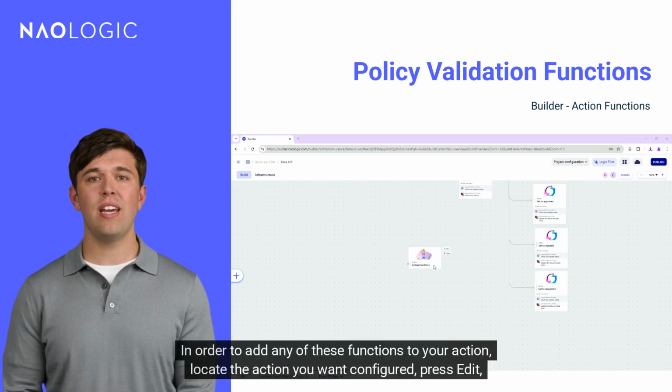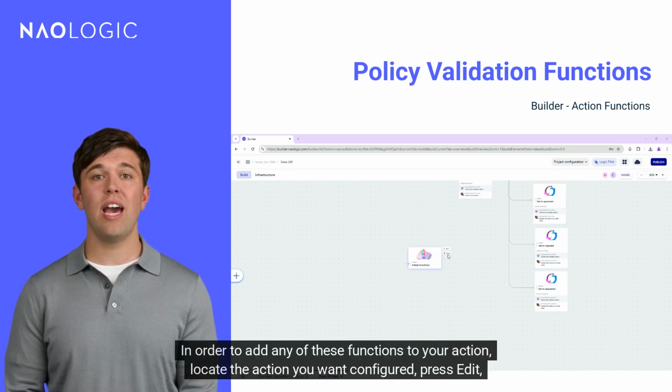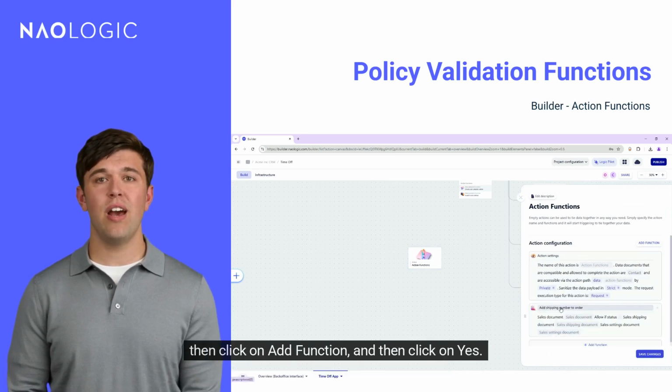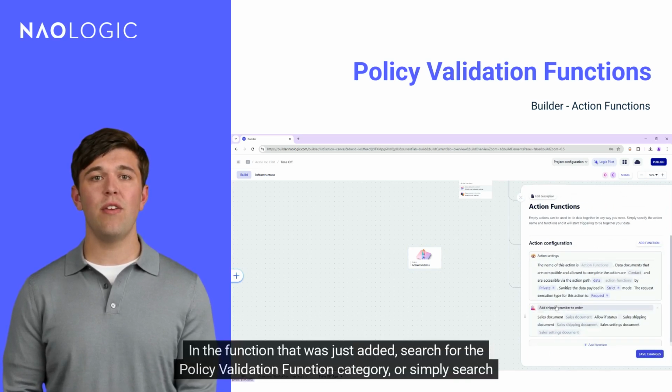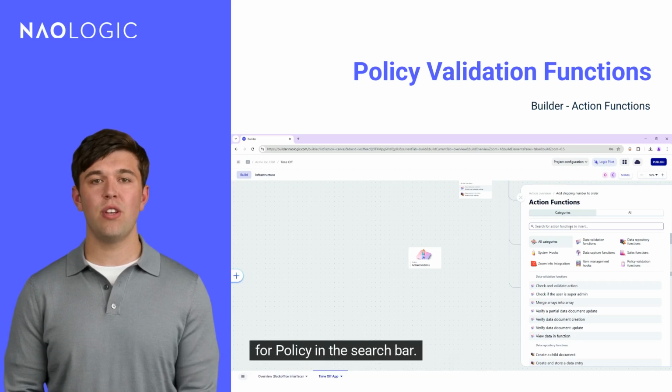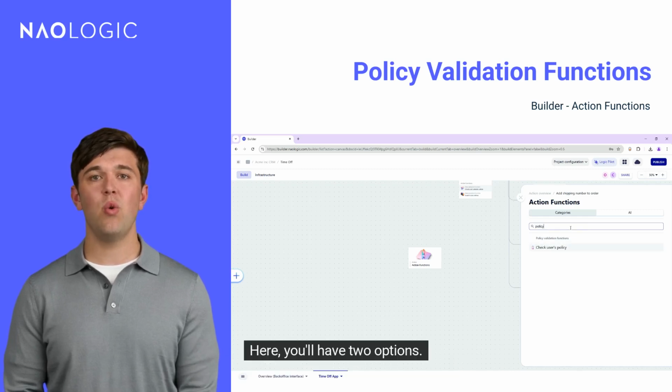In order to add any of these functions to your action, locate the action you want configured, press Edit, then click on Add Function, and then click on Yes. In the function that was just added, search for the Policy Validation Function category, or simply search for Policy in the search bar. Here, you'll have two options.